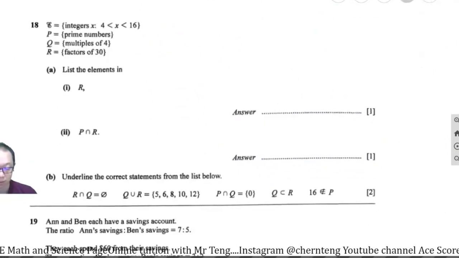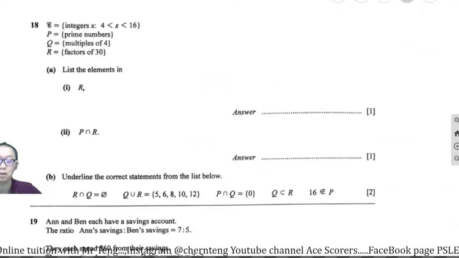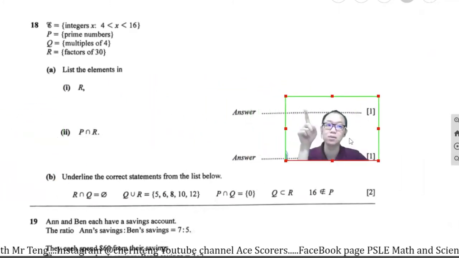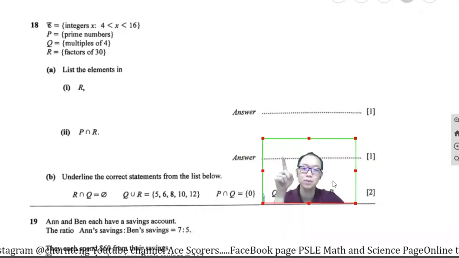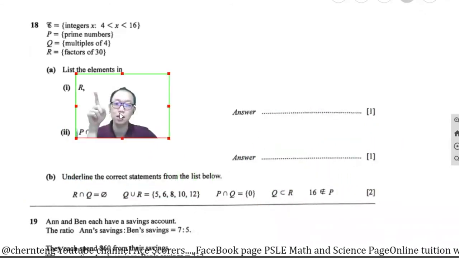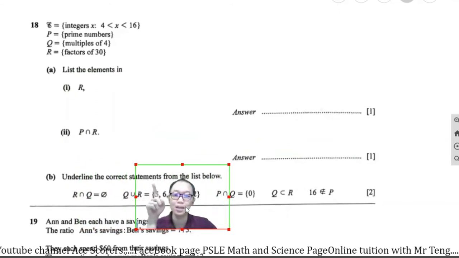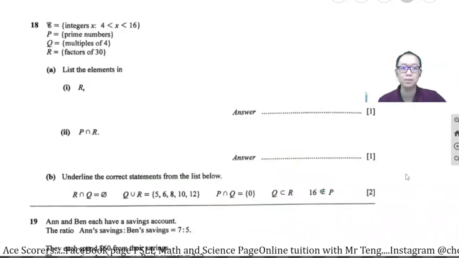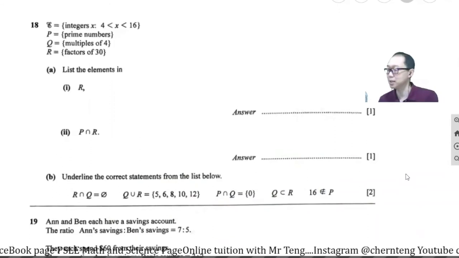Okay. These are easy ones really. So can y'all try and write down your answer? I don't know if you are able to annotate. Try and see if you can annotate. Just write your answers over here. Different color, never mind. Just try. P intersect R, this element is R. And just underline the correct statements from the list below. Yeah, let's go. Try and annotate, okay?